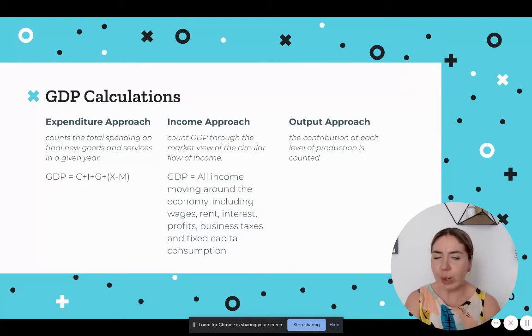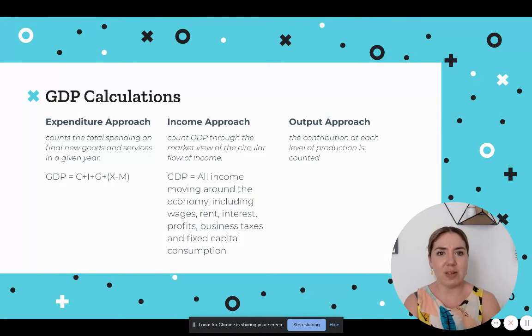Now, the only method you will ever have to use to calculate in a paper 3 is the expenditure approach, okay? So I want to get that out there right now. You will never calculate using the income or the output approach in this course. However, you could be asked a short answer question in a paper 3 or even a 10-mark question asking you to discuss or explain the difference between them. So it's important that you know the fundamentals of each approach.